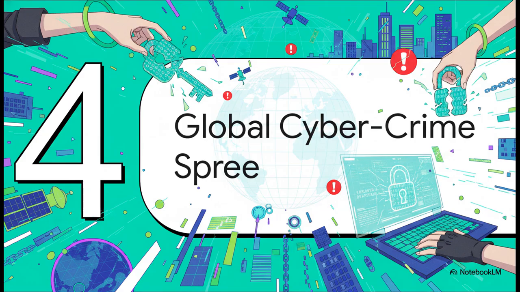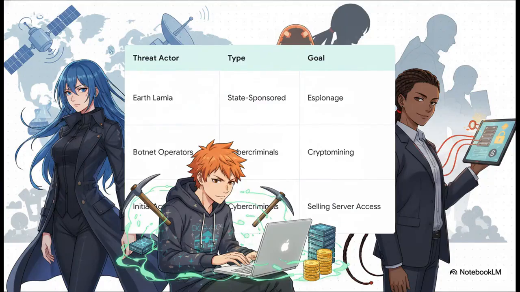So, with the master key forged and the vault door blown wide open, what happened next was, well, it was inevitable. A global cybercrime spree, with threat actors from all over the world racing to exploit this flaw. And the attackers were a really diverse bunch. We saw state-sponsored groups using it for espionage. We saw cybercriminal syndicates deploying crypto miners to steal computer power. We even saw these guys called initial access brokers, whose whole job is just to break into servers and then sell that access to other criminals.